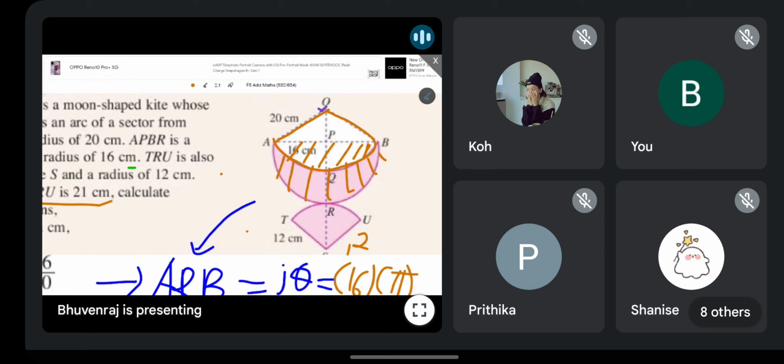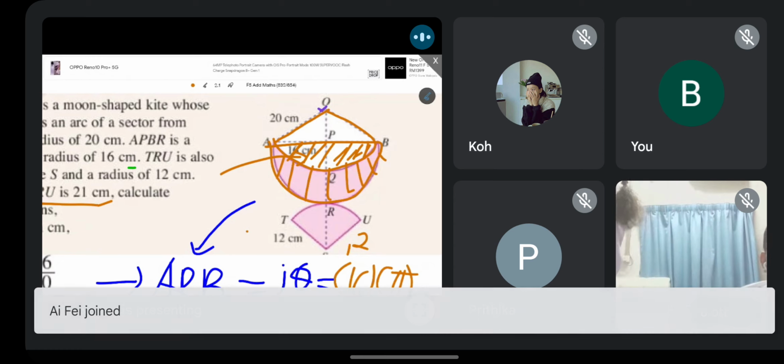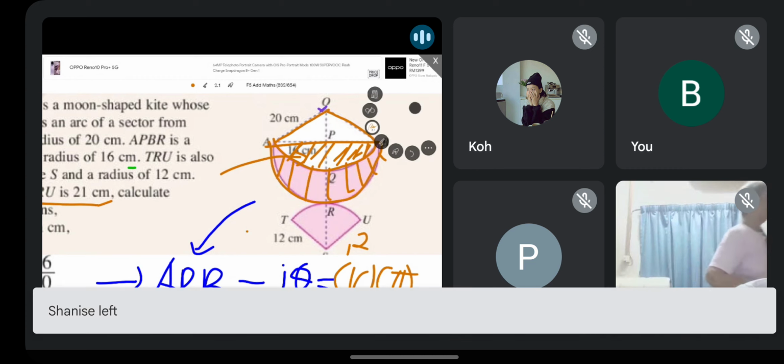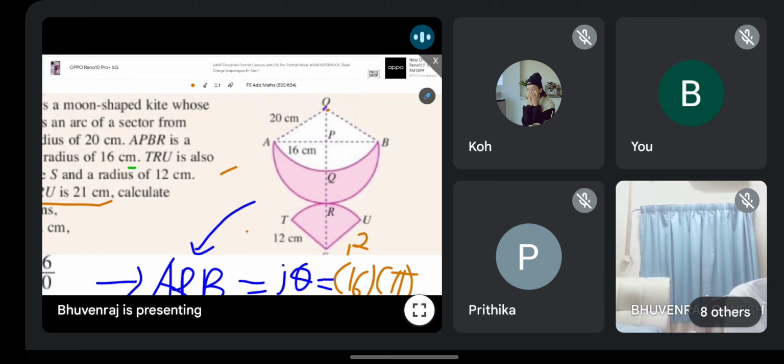Okay, so basically what Ruby said is the correct one. You must minus the area of segment APBQ. You take the semicircle minus this one, the segment of APBQ. So this is the method you all must use. Okay, guys, understand? Before you can do that, you have to do something first.